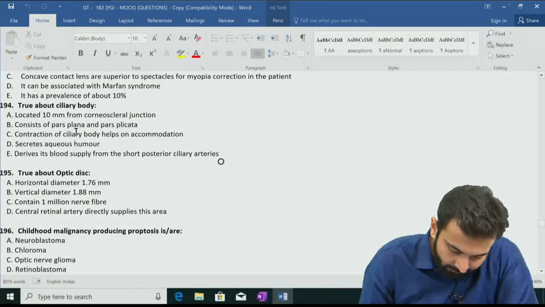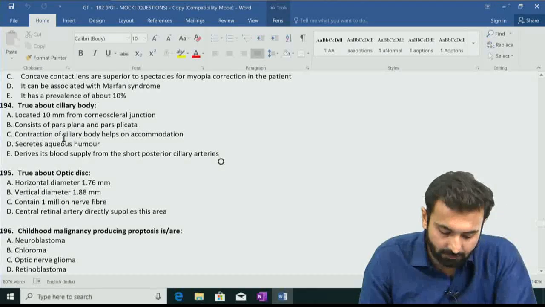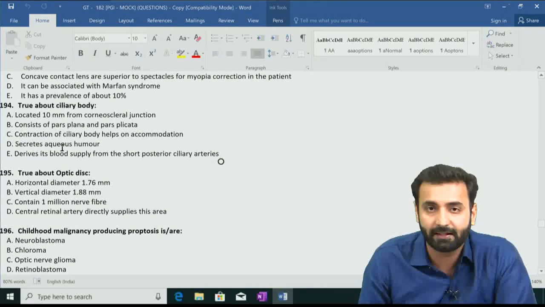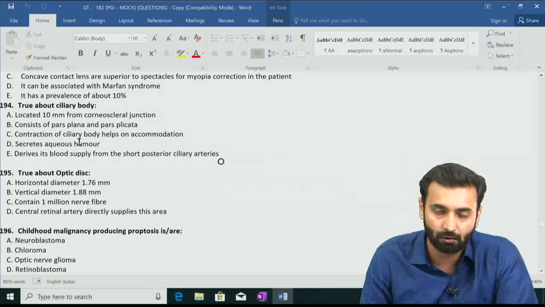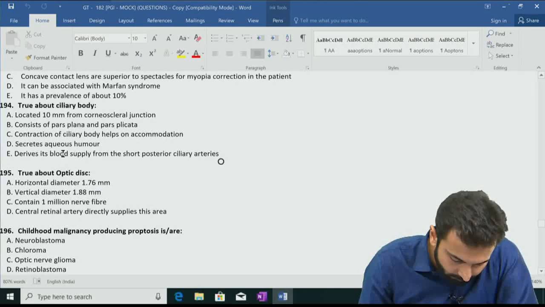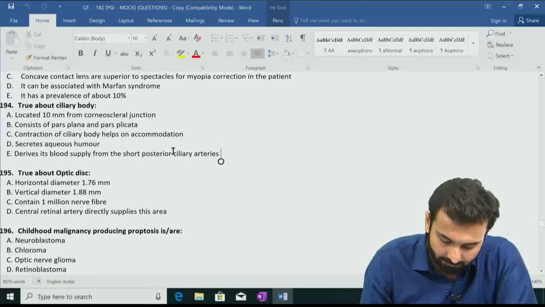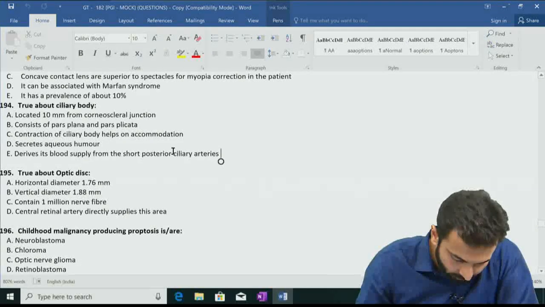Option B is true. It consists of pars plana and pars plicata. Yes. Option C is contraction of ciliary body helps in accommodation. Yes, this is also true. Option D is it secretes aqueous humor. Yes, this is also a true statement. And option E they have given that it derives its blood supply from short posterior ciliary arteries. This is a wrong statement.